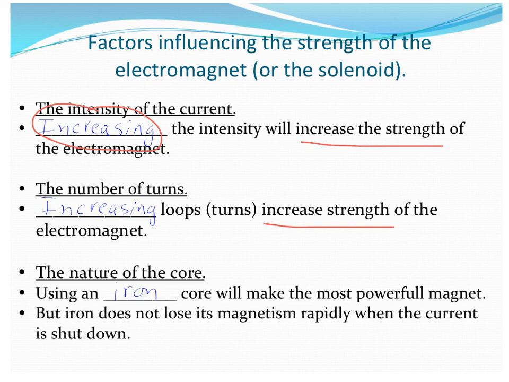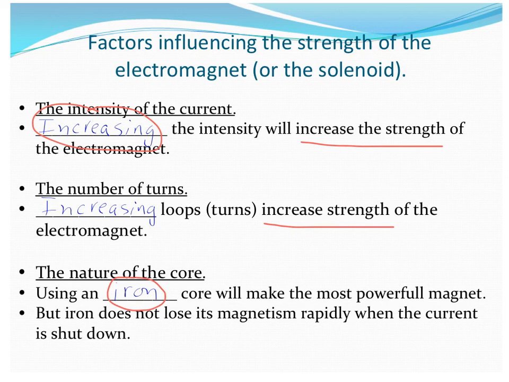And the third factor is the nature of the core. Now, the first thing to understand is that if you use a non-magnetic core, it will not add anything at all to the strength of your magnetic field. For example, using plastic, wood, aluminum, or copper, which are all non-magnetic substances, will not add anything. Now, using iron, nickel, or cobalt will increase the strength of your magnet, and iron usually makes for the strongest magnets. But there's a downside in using iron.